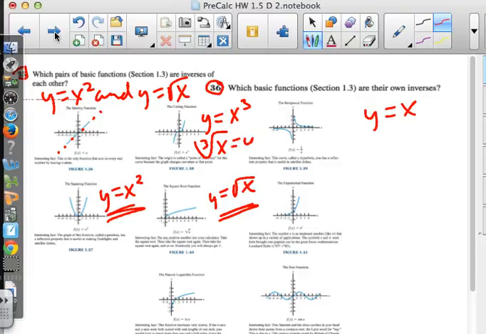And then one more pair that you're probably not real comfortable with, and that is y equals e to the x and y equals the natural log of x, because natural logarithm is how we undo that base e.